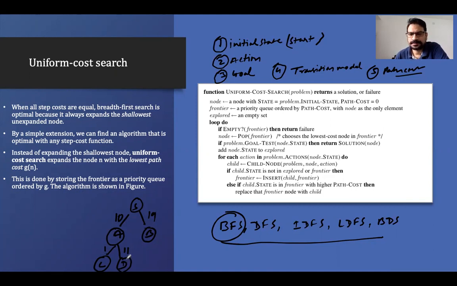how will you consider that it is an optimal path, right? So to answer that question, scientists came up with the idea of uniform cost search. By a simple expansion, we can find an algorithm that is optimal with any step cost function. Instead of expanding the shallowest node, uniform cost search expands the node n with the lowest path cost. So it is not talking about the shallowest.